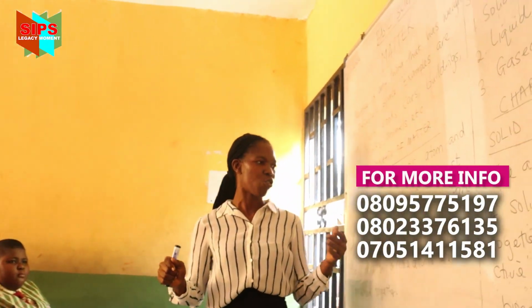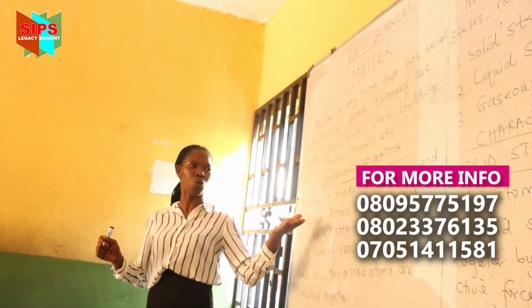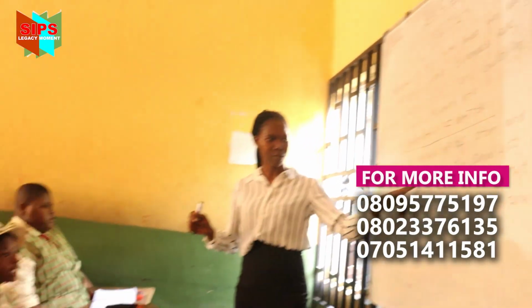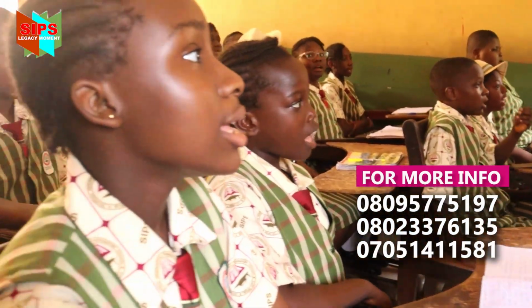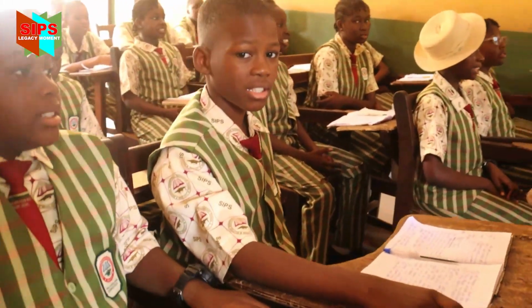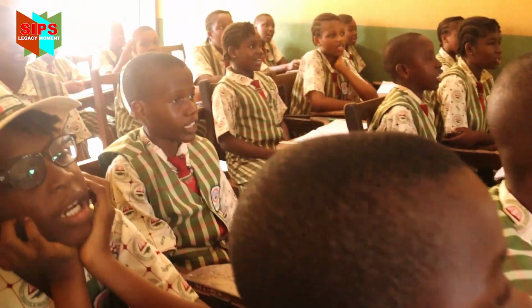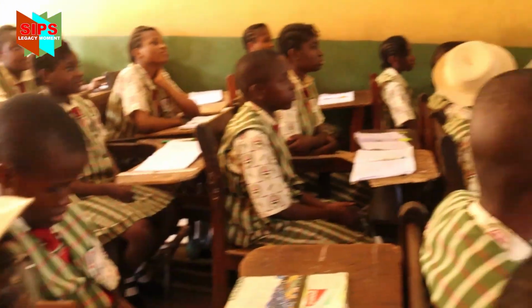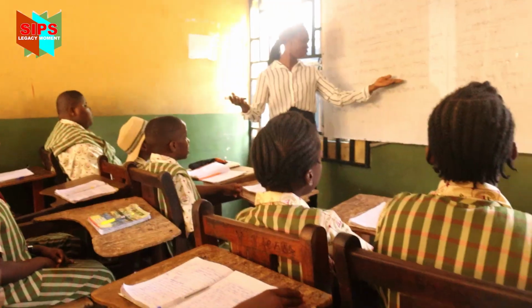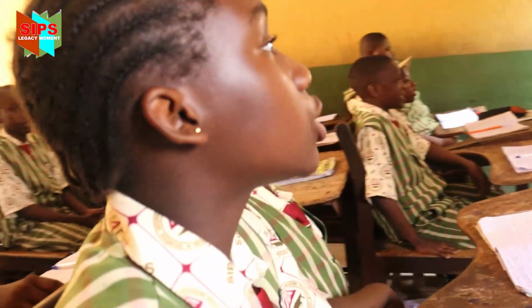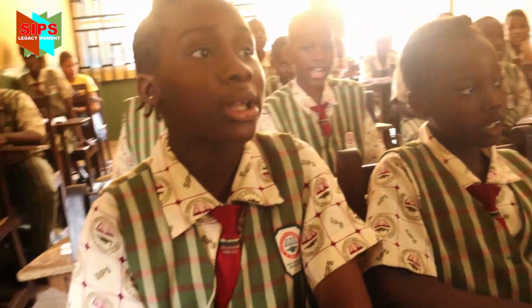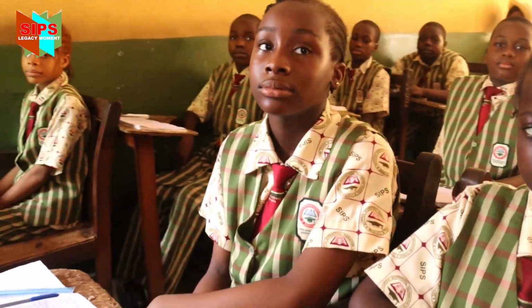Thank you very much. So we'll go back through the definition. Please, what are atoms? Atoms are the smallest part of a matter that can take part in a chemical reaction. Thank you very much. Now, what are molecules? Molecules are formed when two or more atoms are combined together. That's excellent. Thank you very much.